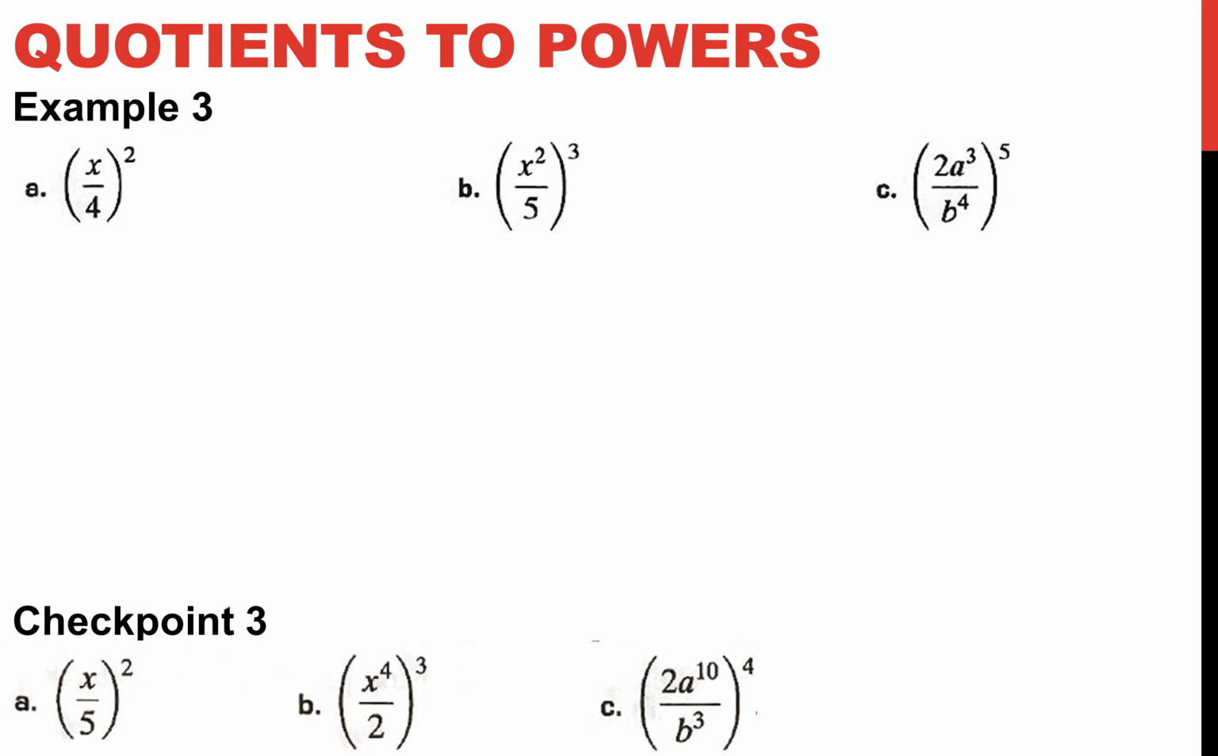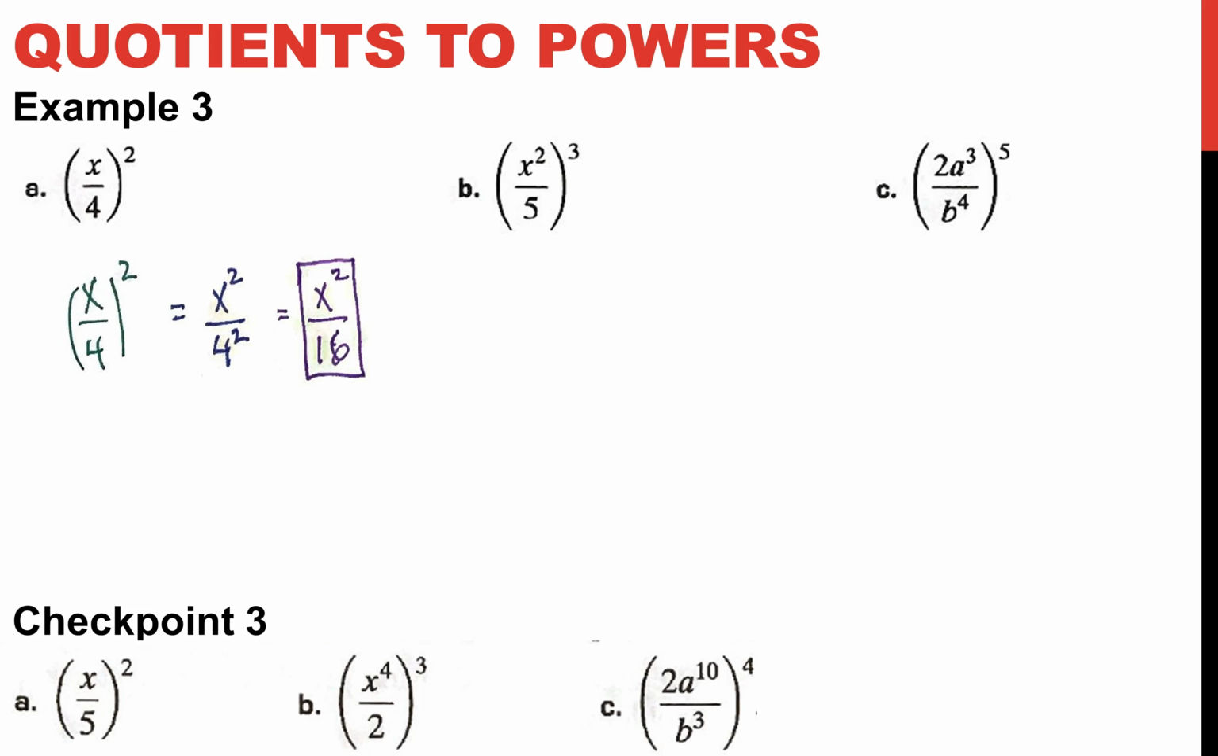So now we're going to take quotients and raise them to a power. So remember, when you take a power of a power, all you do is multiply the exponents. And for example A, there are no exponents. And when there are no exponents, the exponents are 1. So there you go. X squared over 4 squared. Of course, it's such an easy thing, 4 squared. I'm just going to write x squared over 16. That's simplifying it all the way.